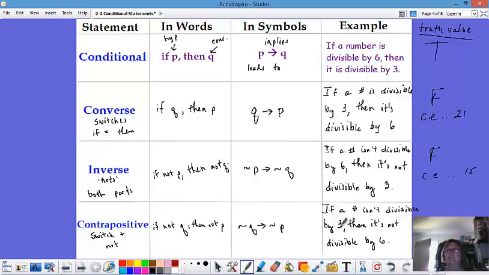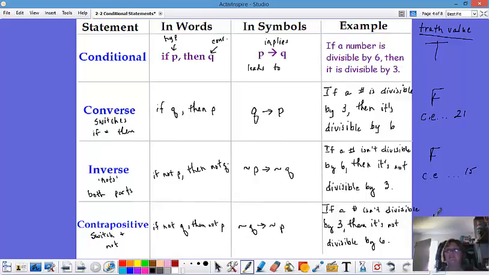Like 11 isn't divisible by 3, and it's not divisible by 6. We can't really test every number, but it seems to me like if it's not divisible by 3, then it couldn't be divisible by 6 since 3 goes into 6.